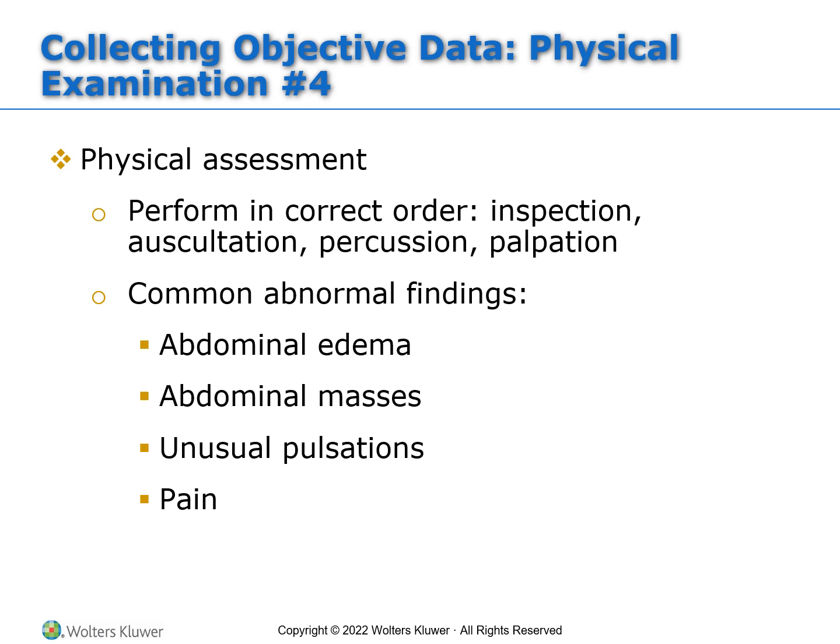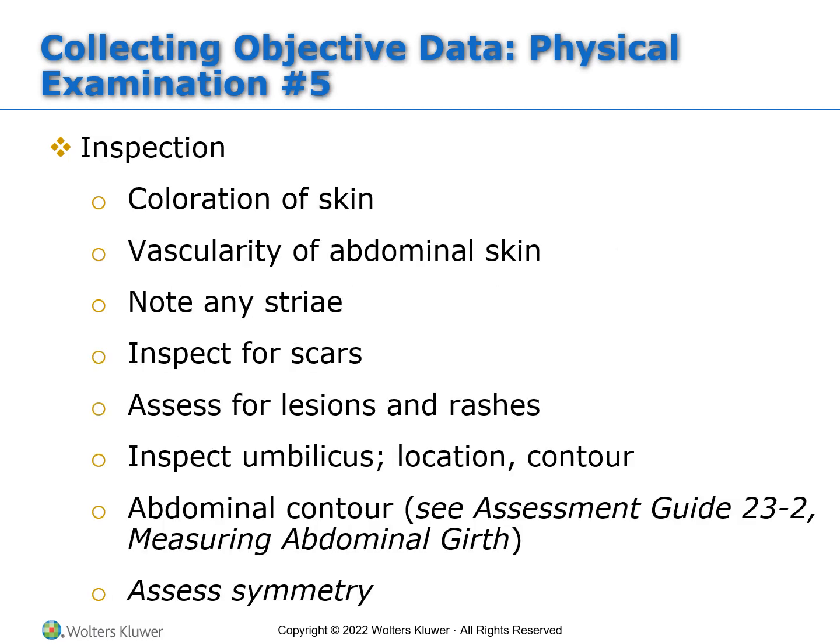Okay, so again, you're going to perform in the order of inspection, auscultation, percussion, and palpation, and you're looking for abnormalities. Some abnormalities you may find are abdominal edema, abdominal masses, unusual pulsations, and pain. Most of all this stuff we've already talked about. Again, you're going to inspect the color of the skin, okay? So let's talk about what we are looking for here. All right, so remember purple discoloration at the flanks, gray Turner sign, and that could indicate bleeding in the abdominal wall, trauma to the kidneys, pancreas, duodenum, or pancreatitis.